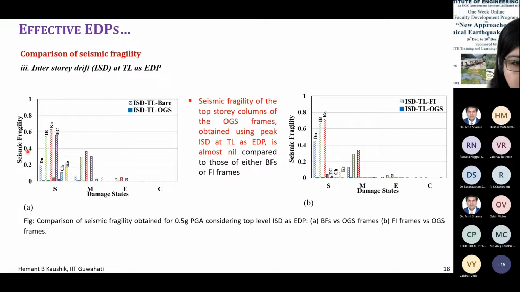So you can find that the seismic fragility of the top story columns is almost nil. We are talking about the top story here. So for the OGS, the solid filled bar charts are almost not there, right? That means the seismic fragility is very less, almost nil, compared to the bare frame or the fully infilled frame. Again, not realistic here. And basically, we are not worried about these top story columns in case of OGS because we know these columns don't fail.